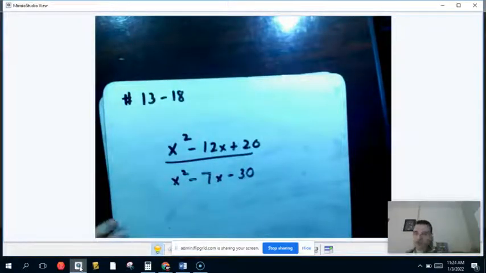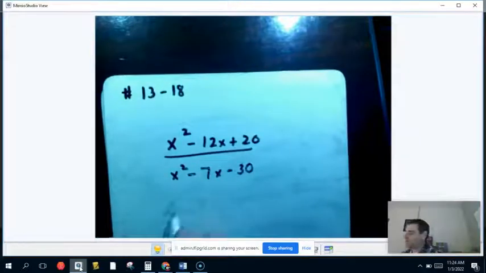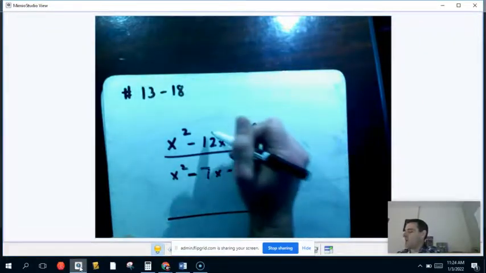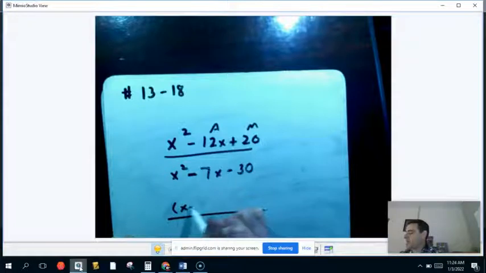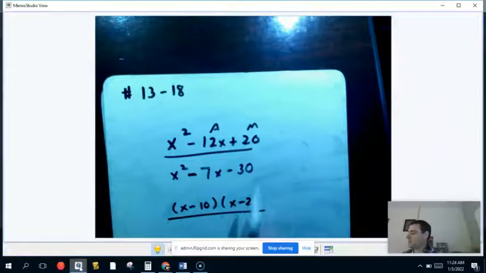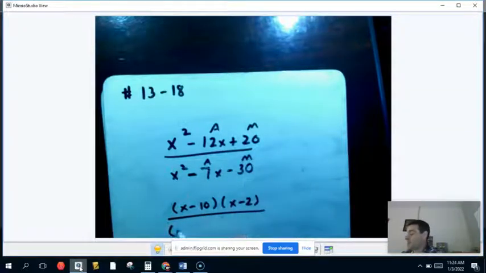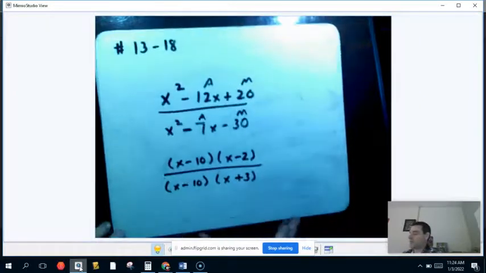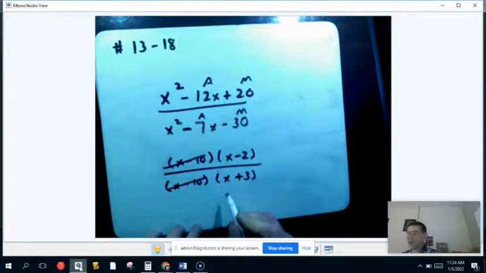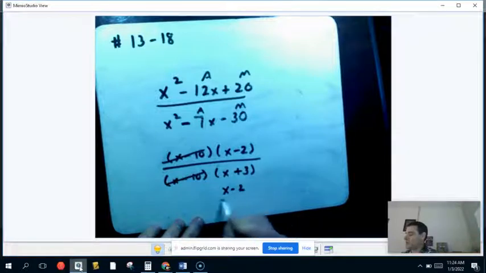13 through 18, we want to factor, just using common factor in here. So at this point, we should be able to factor these rather quickly. Factors of 20 that add to give you negative 12. That's going to be x minus 10 and x minus 2. Negative 10 times negative 2 is 20. Negative 10 plus negative 2 is negative 12. Factors of negative 30 that add to give you negative 7 would be negative 10 and positive 3. And pause and think about it if you need to. Like before, these 10s will cancel, leaving behind the x minus 2 and the x plus 3.